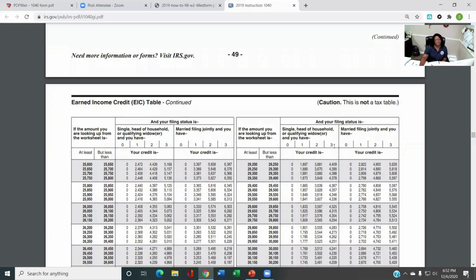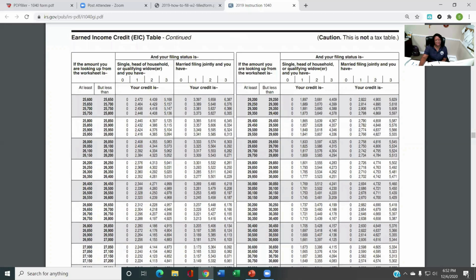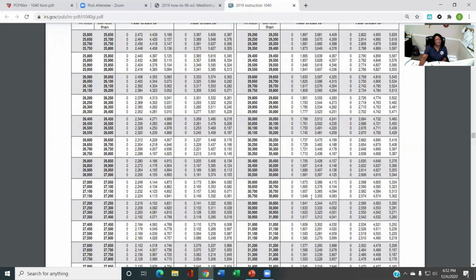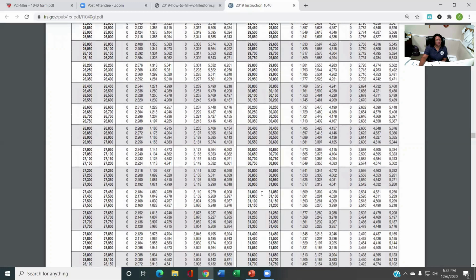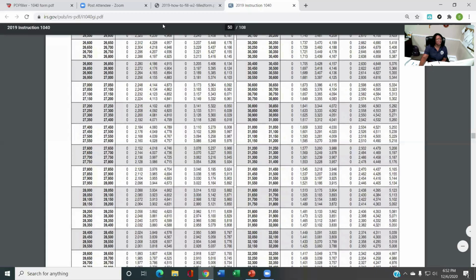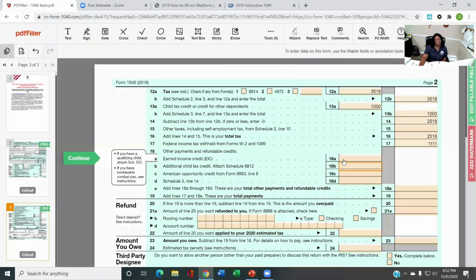You have 1, 2, 3. The most you can go up to is 3. So after 3, you'll just get like the basic credit. You won't get earned income credit. It's just like maybe an extra $1,500 to $1,000. So let's go to 31,650. So we have one child. So we'll say 1513. So our earned income credit is going to be 1513.